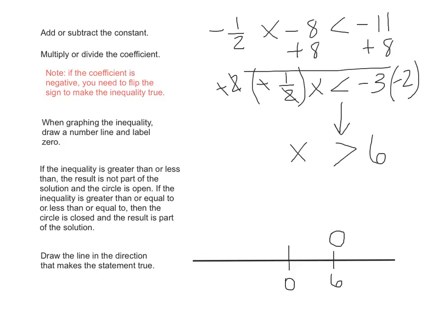The next question is to see what direction the line is going. Since it is x is greater than 6, I have to think of a number that is greater than 6. Hey Aiden, what's a number greater than 6? 6.1. Excellent. So since 6.1 is to the right of 6, I'm going to draw my line to the right, and I'm done.